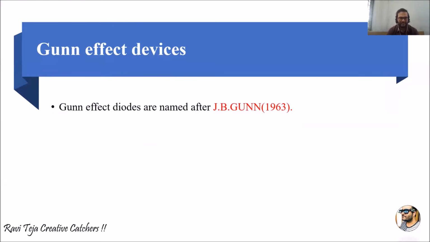So the first point is Gunn effect diodes are named after a scientist called J.B. Gunn in 1963. We have taken a Gunn diode as an example of a TED, and we have seen in the previous classes what a Gunn diode is, and we have also gone through the Gunn oscillations, right? Using this Gunn diode, we will be experiencing the Gunn effect, which can be used as an oscillator, which was named after J.B. Gunn in 1963.